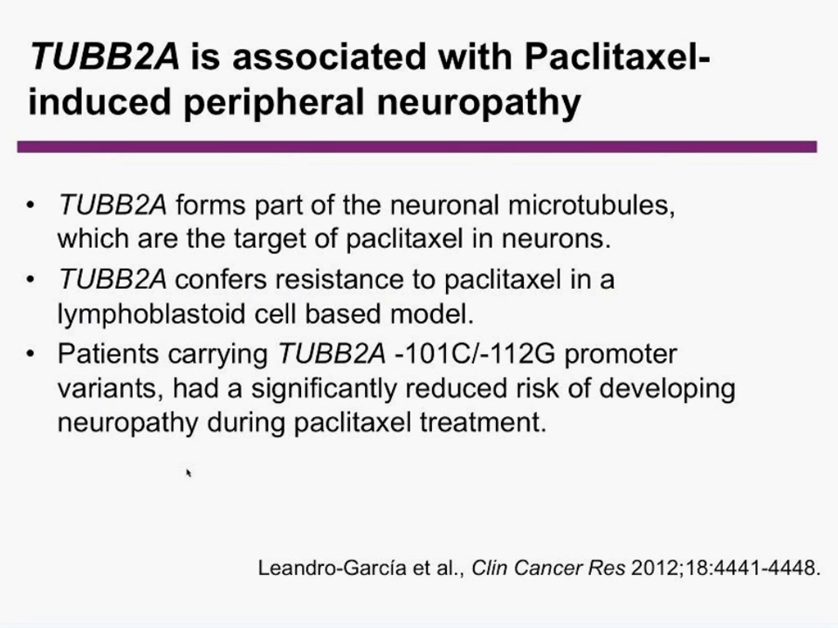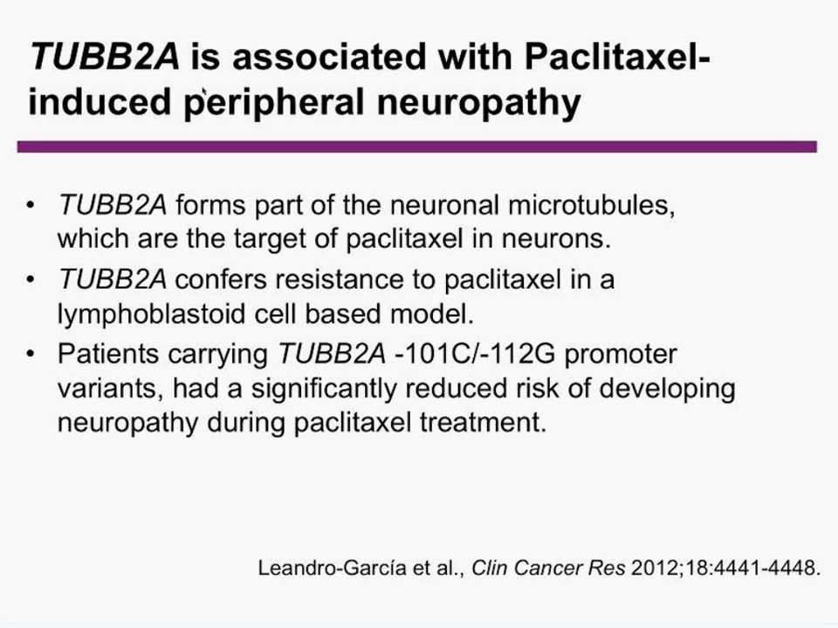The first gene we looked at wasn't part of a large cooperative trial. This was a trial that was done in Spain, and this was about 214 patients where tubulin 2A was found to be associated with paclitaxel-induced peripheral neuropathy. Tubulin 2A forms part of the neuronal microtubules, which are a target of paclitaxel in neurons, and high levels of tubulin 2A confer resistance to paclitaxel in our lymphoblastoid cell line model. So we had a lot of evidence that tubulin 2A was important.